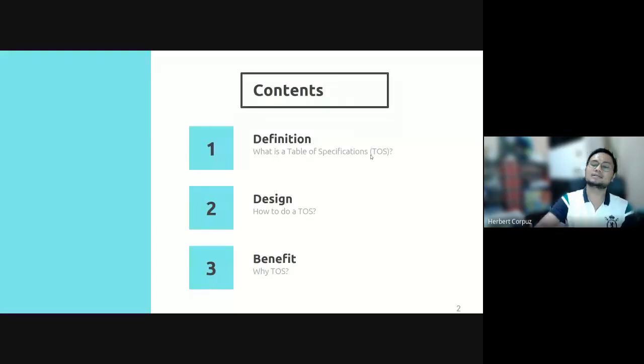Now, this presentation has the following content. Of course, the first one is we will be defining what table of specification is. After that, we will learn about designing a table of specification, the different steps or procedures in creating TOS, and the third one, why TOS, meaning to say we will be dealing with the benefits brought about by doing and presenting table of specifications for our learners, and what benefit this would give to teachers also. So these are the things that we will be discussing in this presentation.